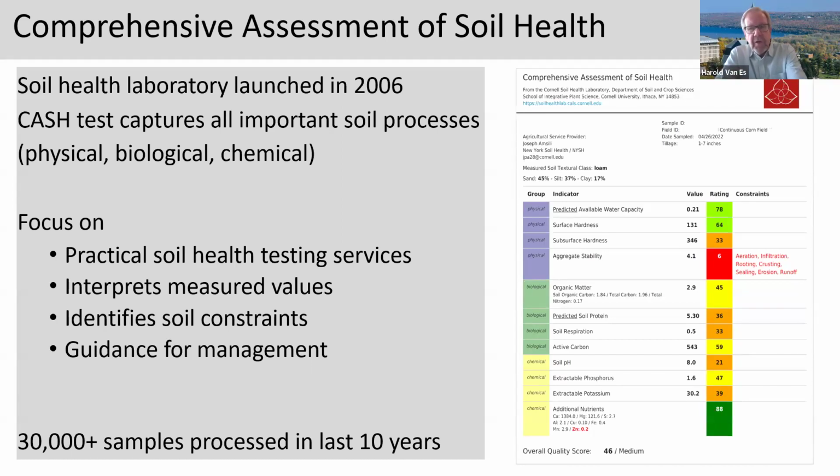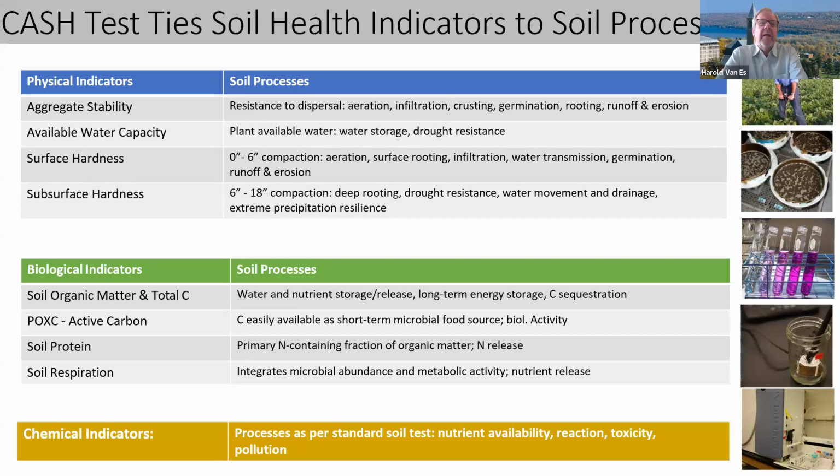But an important component of this approach is to identify specific problems, specific constraints. Like in this case, aggregate stability is a low value. And then we can link that with management guidance, which I won't go into today. So on the next slide, then, I just want to highlight the relationship between these indicators, which are readily measured metrics for soil health and at relatively low cost, and how they relate to various soil processes, so physical, biological, and chemical soil processes. I'm not going to go into detail on this.